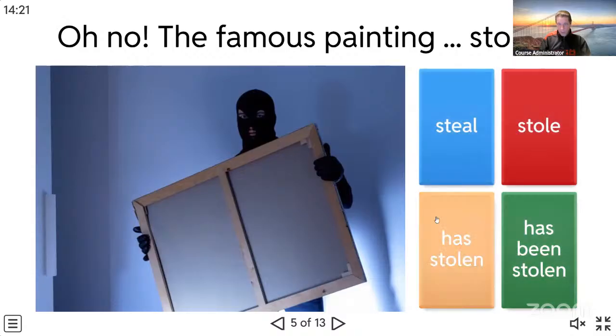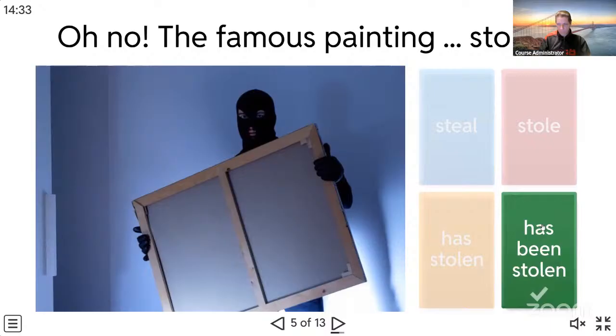Here is the present perfect passive. The famous painting has been stolen. Has been stolen. Let's go back and have a look at that. So in this case, obviously the focus is on the action because we don't know the person. We don't know who is stealing the painting. And maybe that person is not so important anyway. It's just what he's doing that's important. So the famous painting has been stolen.